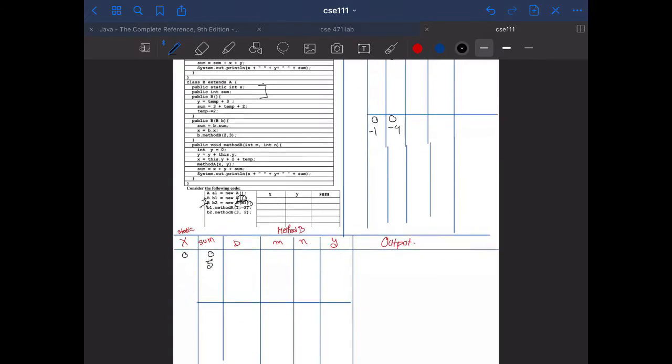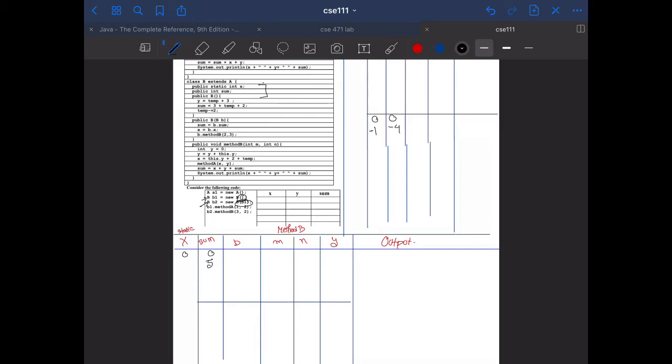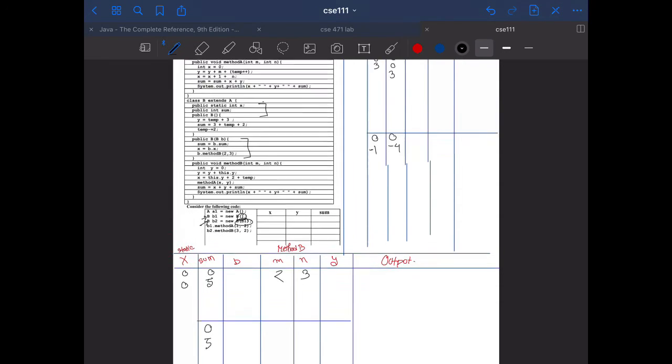So x equals 0. x is a static variable, so nothing to be initialized here. Sum is 0 and would go to this constructor as it has a parameter. So sum equals b1.sum, so this would be 5. x equals b1.x, so it still stays the same, 0. And b1.method b will go here, with 2 and 3.